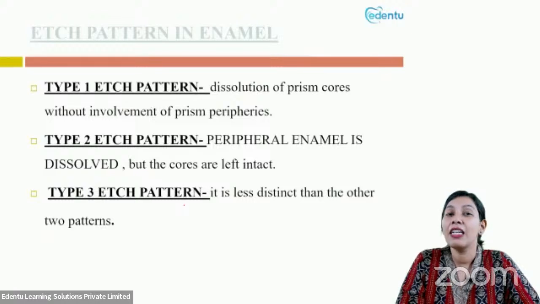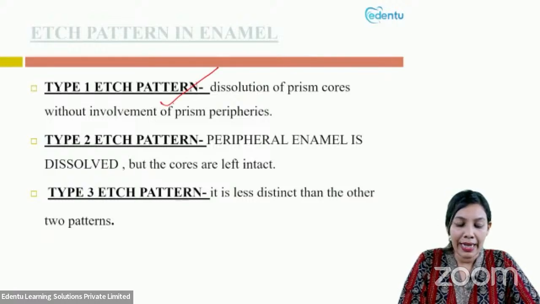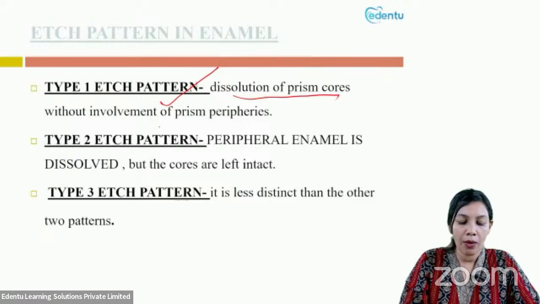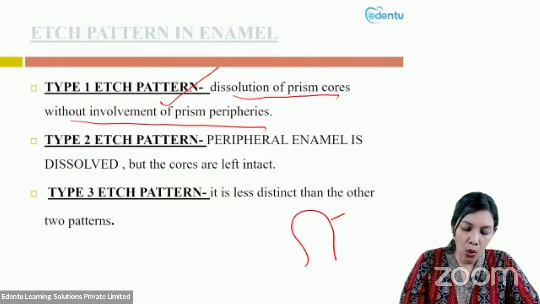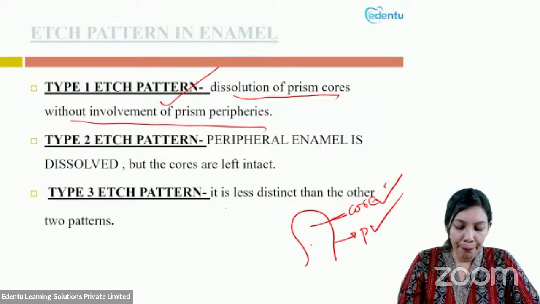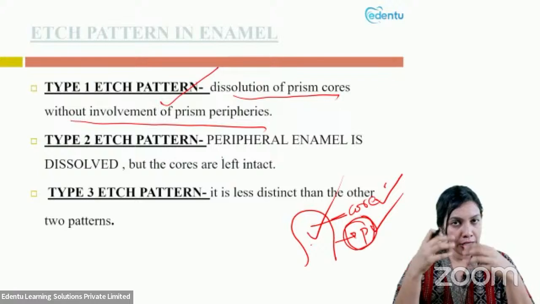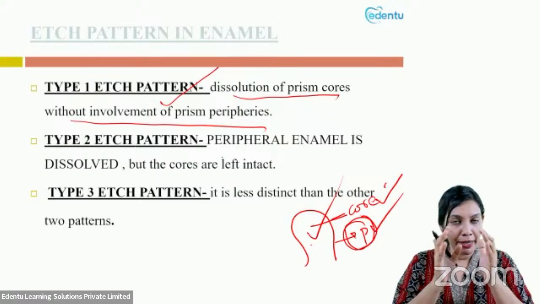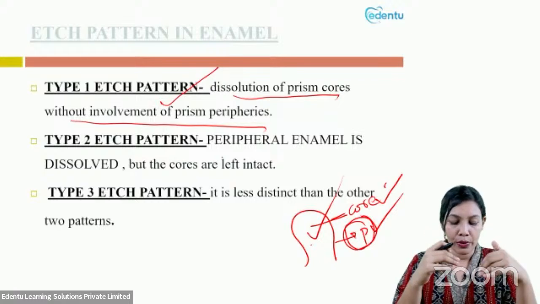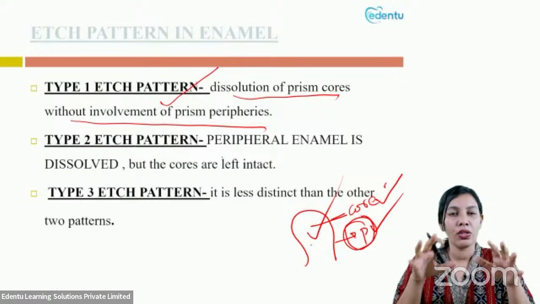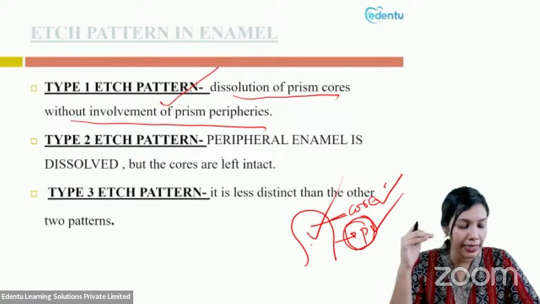This was given by Silverstone. Type 1 is dissolution of the prism core without involvement of the periphery. So this is the prism. The prism core will get dissolved, but the periphery will be preserved as such. Type 2, the prism peripheral area is dissolved, but the core is intact, just the opposite. Third, less distinct, everything will go. So this is the pattern of etching of enamel, right?